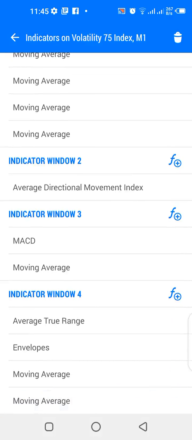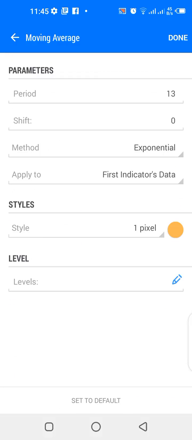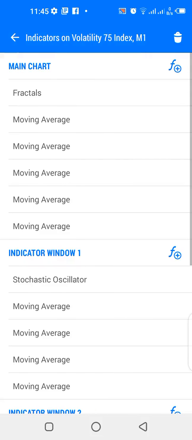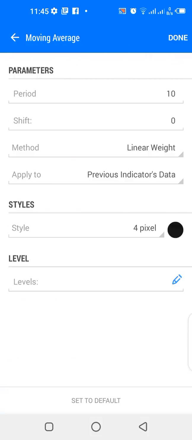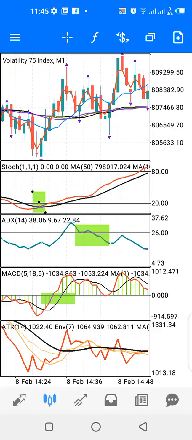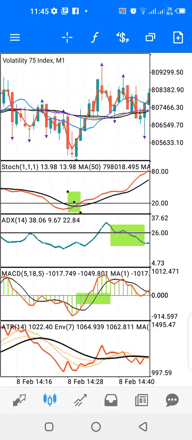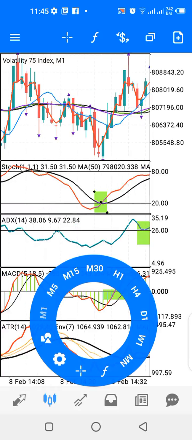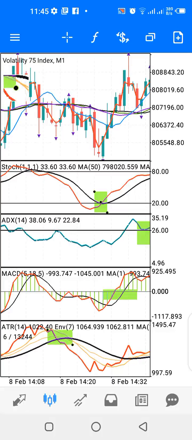Apart from envelopes, we have 2 moving averages. The first one, 13 period, shift is 0. Method is exponential. Apply to first indicator's data. Color is orange. And lastly, we have a 10 period moving average. Shift is 0. Method is linear weighted, apply to previous indicator's data. And the color is black. So when the red moving average crosses down the black and all other moving averages, including the black like you have here, it signals the beginning of a swing.